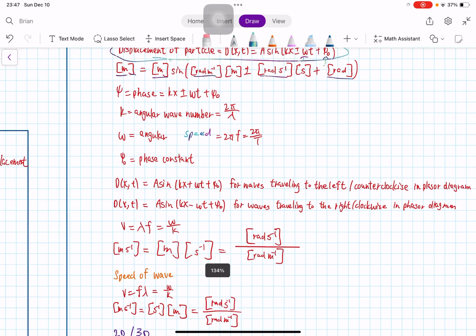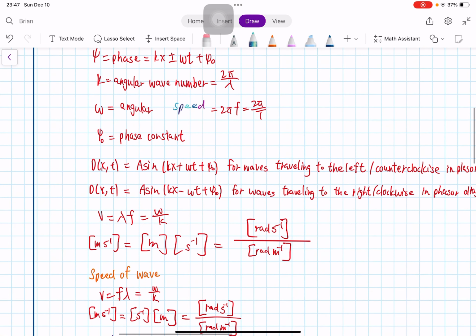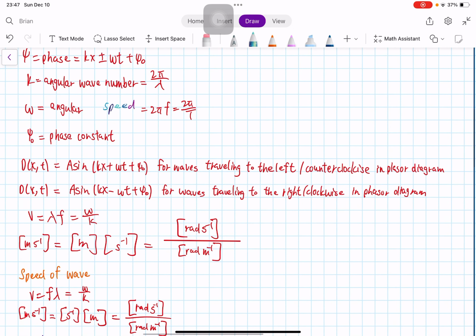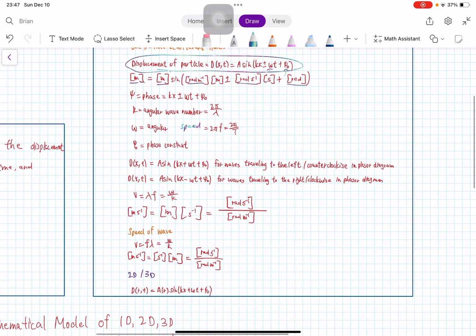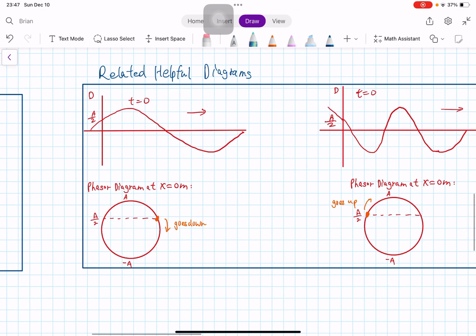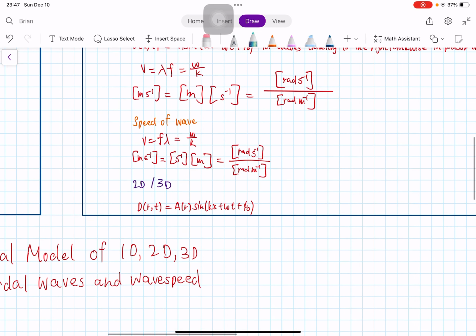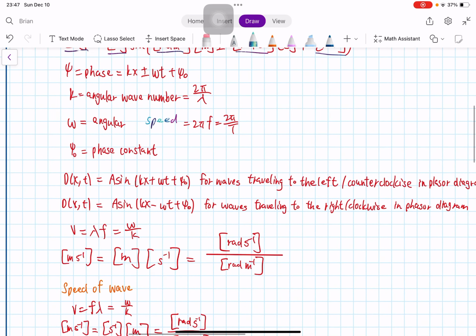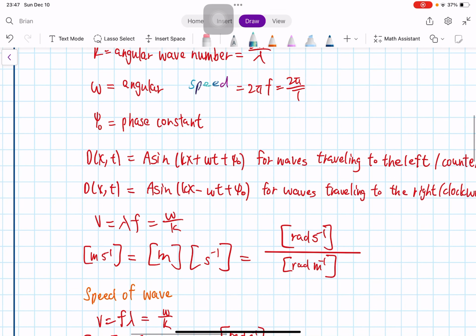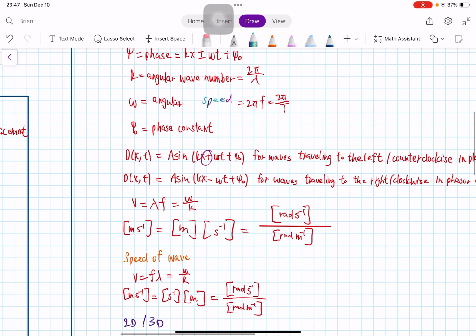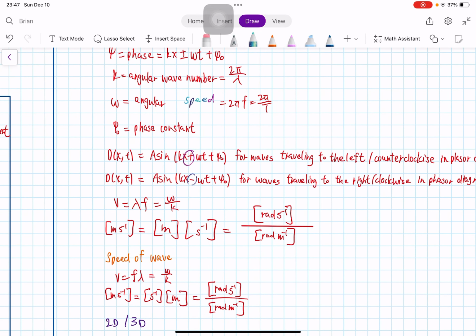And when we're saying that the wave is traveling to the left or counterclockwise in the Frayer diagram, so in here the Frayer diagram is traveling clockwise. So this would not be the case. But if it is traveling counterclockwise and the wave is traveling to the left, then here this is positive. But if it is traveling to the right or clockwise, then this would be negative.